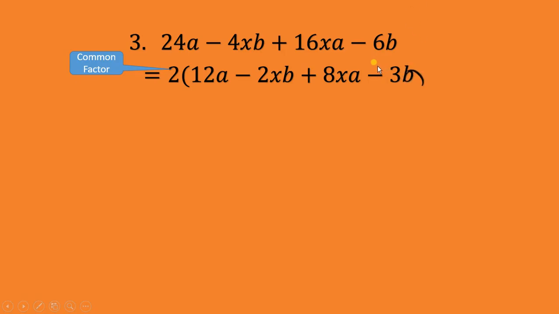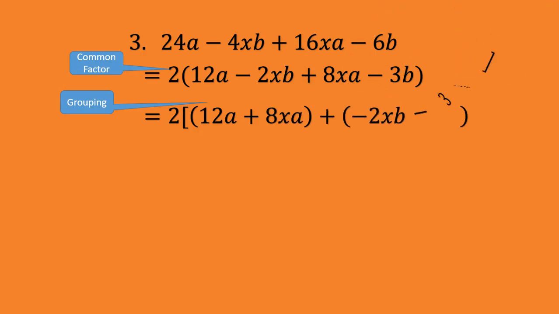So this will now make things easier, and this can now be further factorized by grouping. The 2 however will remain. We select the 12a and the 8xa because they both have a's in them, and we group the 2xb and the 3b because they both have b's in them. But again, be careful, a plus sign, and then the signs we must remain with a negative 2xb and a negative 3b. So that 2 outside will remain.